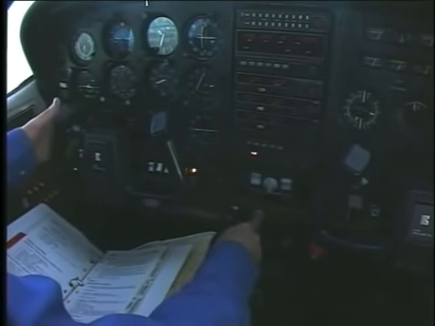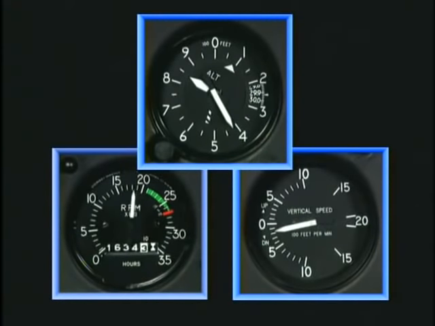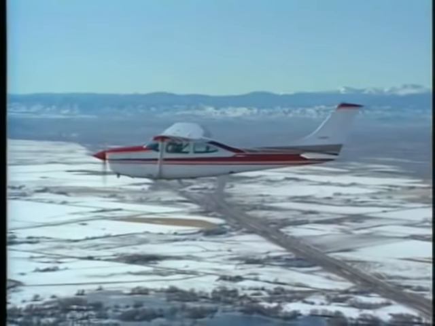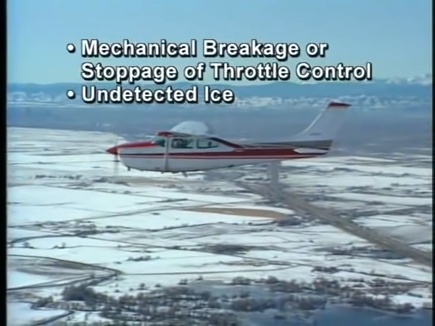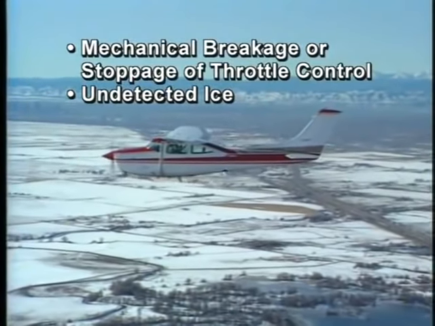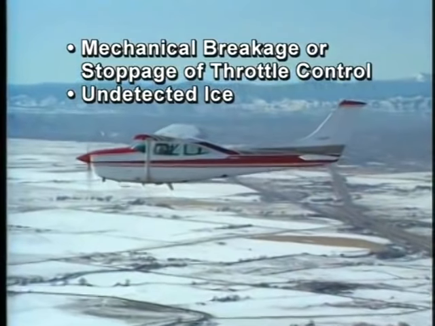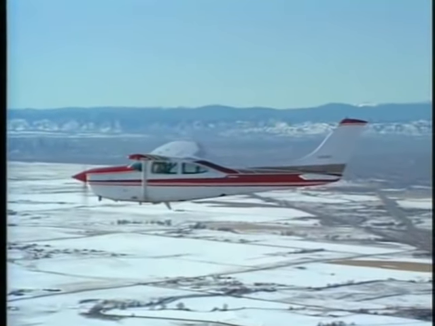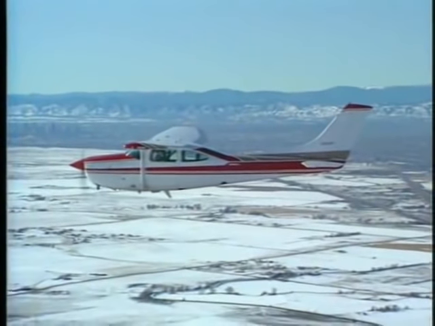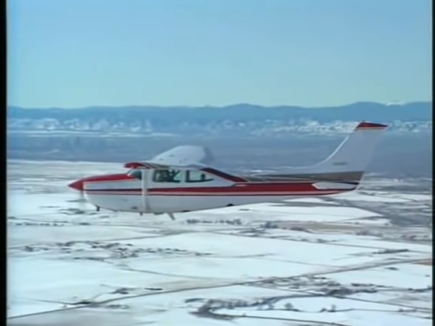An example of an emergency that is typically not covered in a POH or AFM is the partial loss of engine power. The partial loss of power could be the result of any number of factors, including a mechanical breakage or stoppage of the throttle control, or even undetected ice. Depending on the degree of power loss and to what extent the performance of the aircraft has been compromised, you may have several different options regarding your course of action.